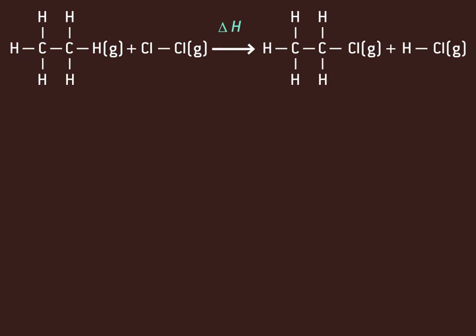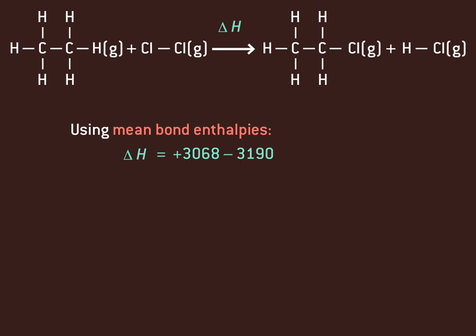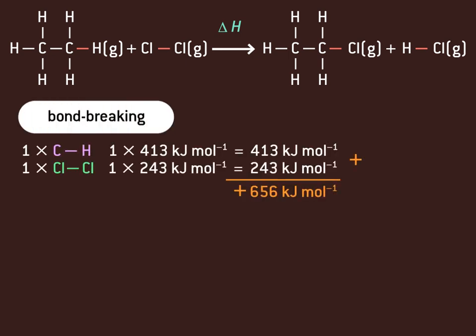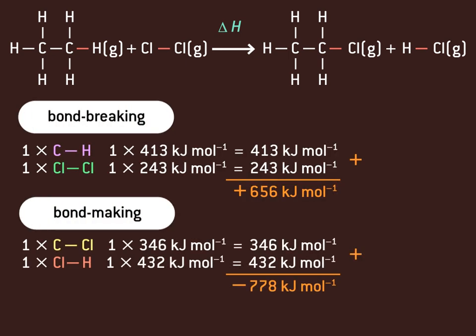To find the enthalpy change for the reaction, we simply need to add the total amount of energy required for bond breaking to the total amount of energy released by bond making. We can make the calculation simpler by considering that only these bonds make or break during the reaction. This gives the same value as when we included all of the bonds in the calculation.